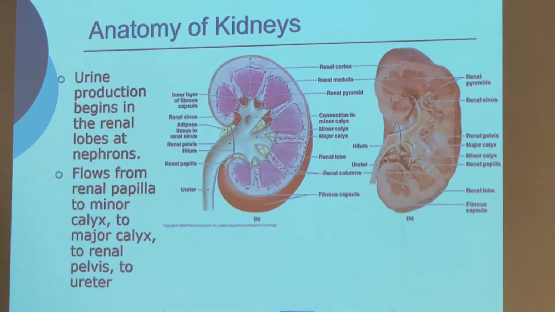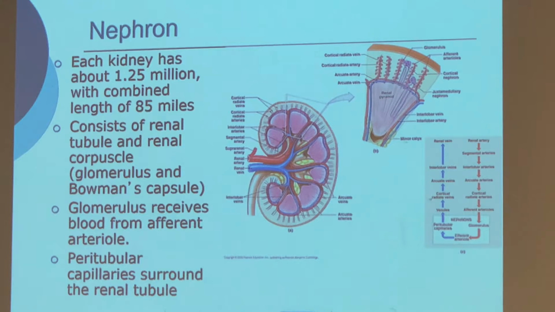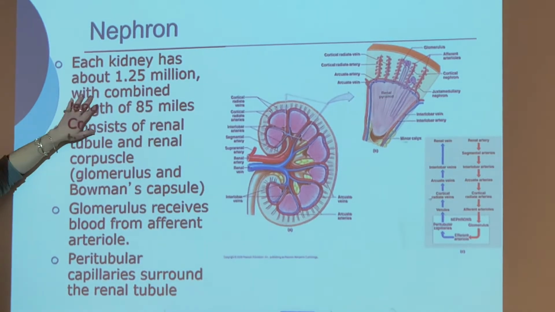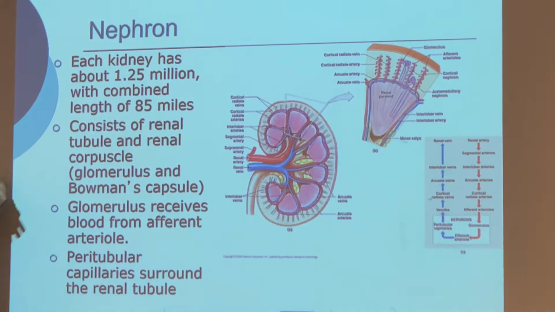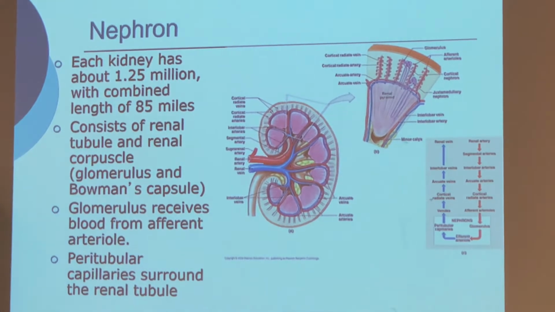Okay. So let's look at that nephron. All right, when we look at these kidneys, we've got about a little over 1 million.